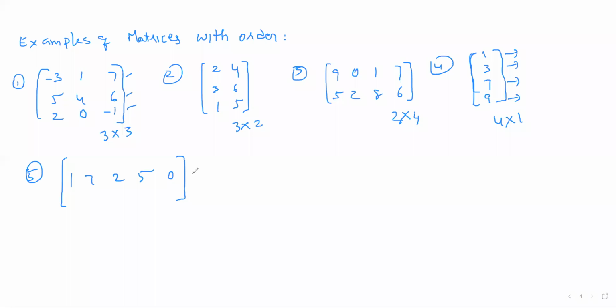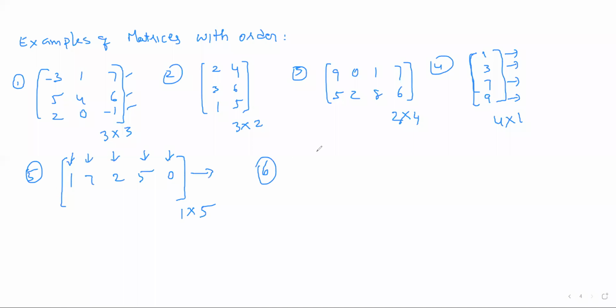How many rows are present here? Only one row, by the number of columns. 5 columns. So 1 by 5 is the order of the matrix.